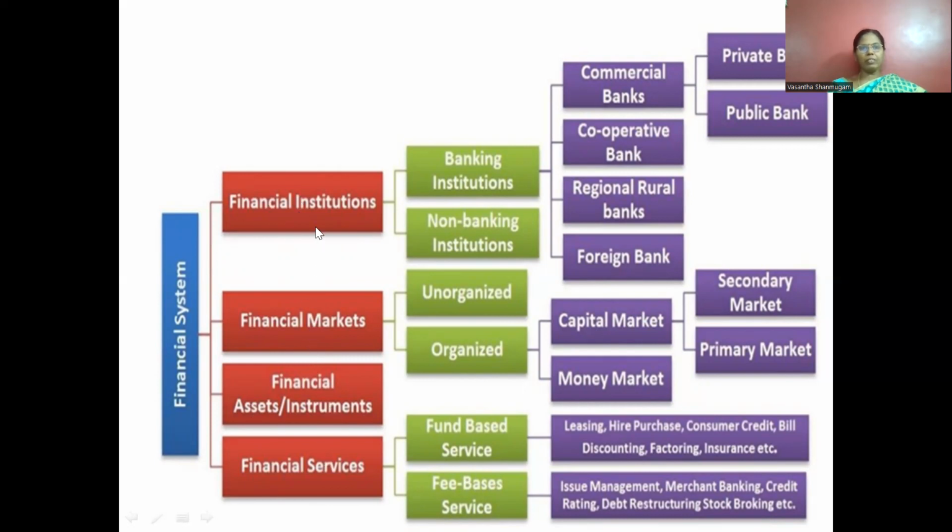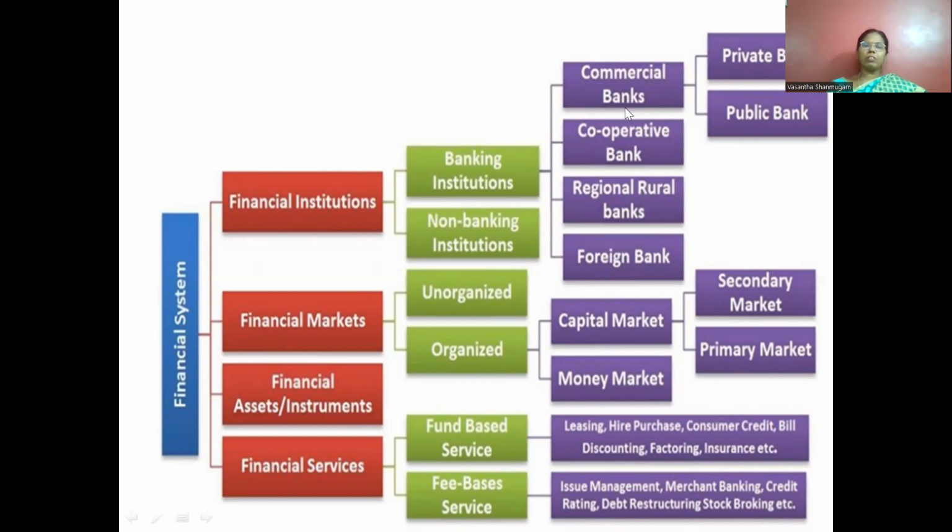Okay, let me explain financial institutions now. Financial institutions include banking and non-banking. These are subject to the rules and regulations of the RBI and other governing bodies. Here the banking institutions include commercial banks, cooperative banks, regional rural banks, and foreign banks. All these 4 categories come under the group of banking institutions.